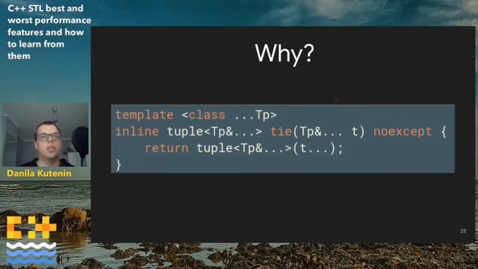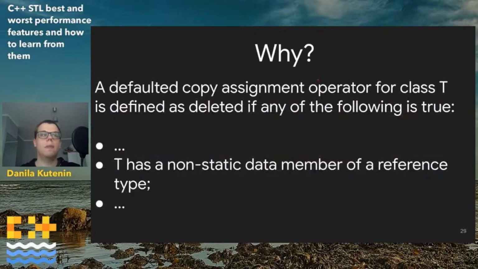This is the implementation. Standard tie basically has references as the arguments, and you can write standard tie is equal to something. But when you write copy assignment operator is equal to default, why doesn't it generate for references? Because it's forbidden in the standard.